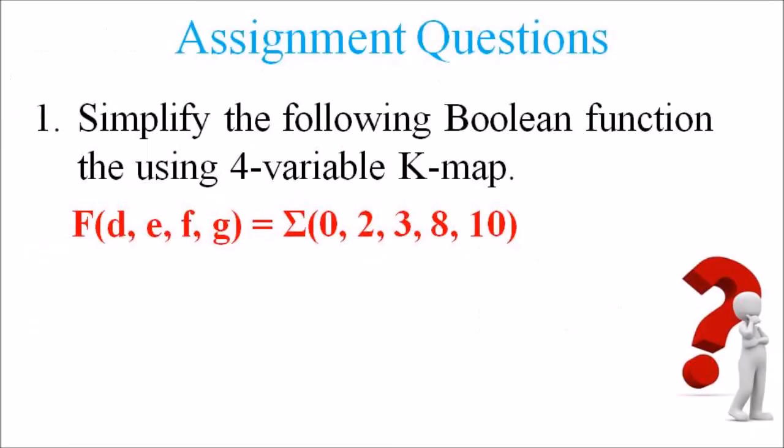Kindly go through this assignment question. Our question is, simplify the Boolean function using a 4 variable K-map, with the function f of d, e, f, g equal to sigma 0, 2, 3, 8 and 10.